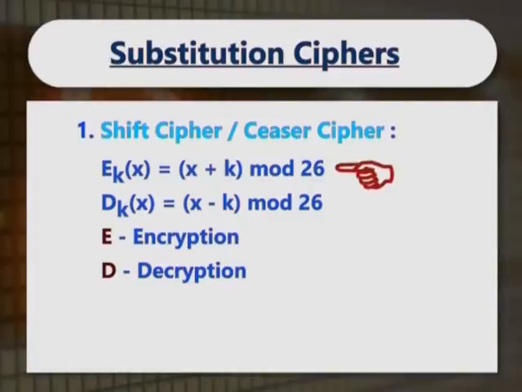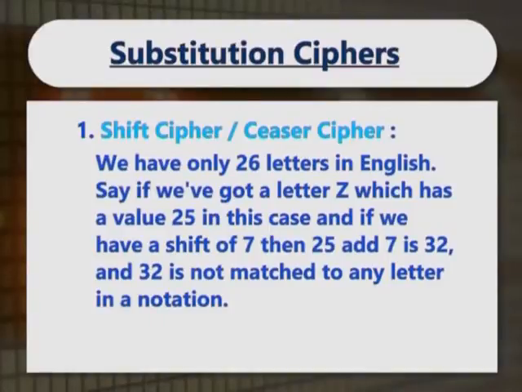So you can see here I've got E subscript k of x, which means encryption of x with the shift of k is equal to x plus k, that is, add the shift to letter, x is the letter in this case. So add shift to each letter of the message and for each letter mod that by 26. Now the question here is, why we mod that by 26? The answer is, we have only 26 letters in English.